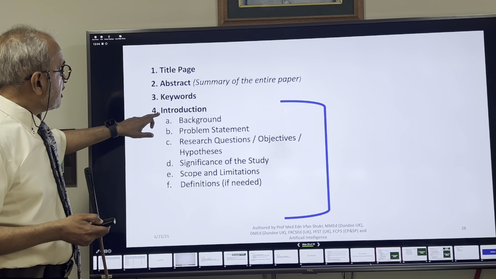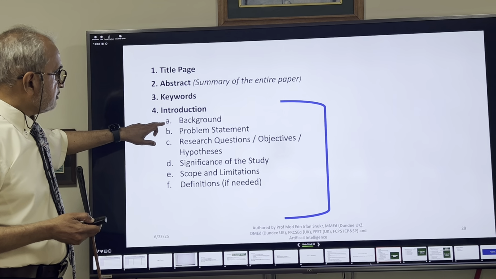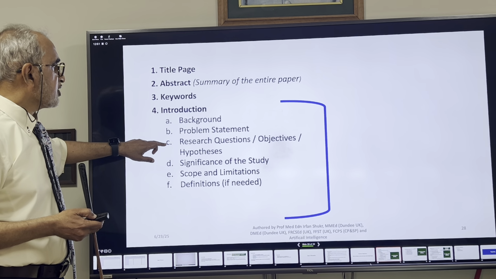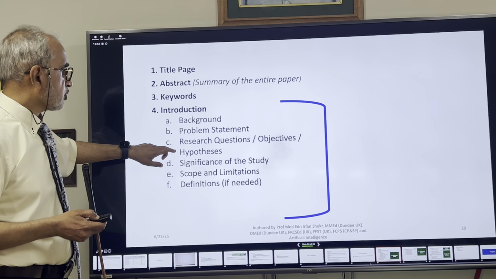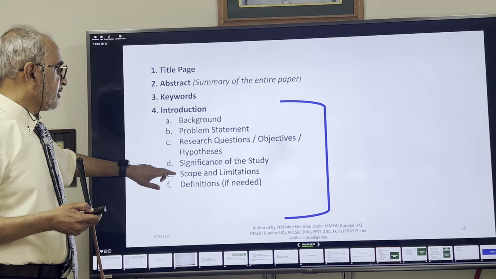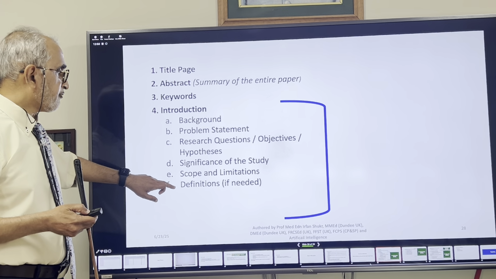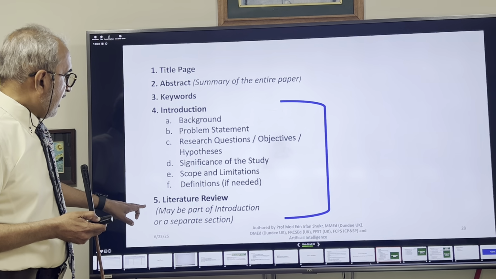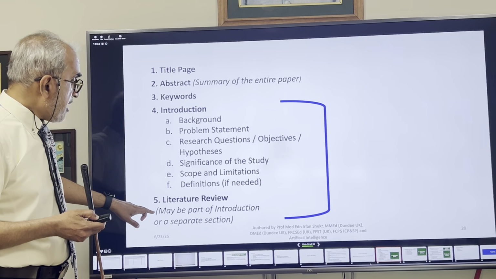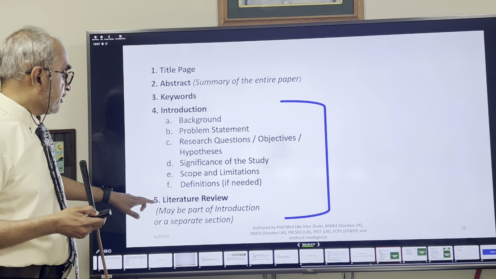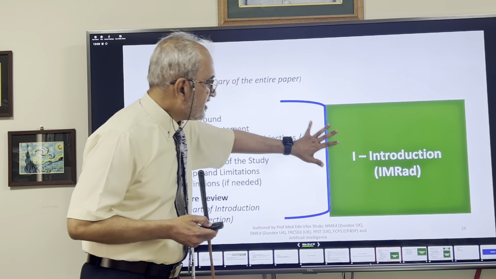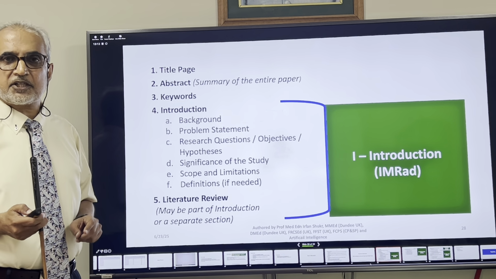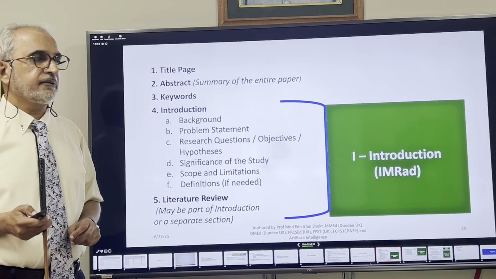Then there's an introduction. An introduction has a background, it has a problem statement, as I mentioned. Then there's a research question, objective, hypothesis, significance of study, scope and limitation, and definitions, the operational definition if needed. And there's a literature review, which may be part of the introduction or may be written separately. This is the I of IMRaD, standing for introduction, the first letter of IMRaD.